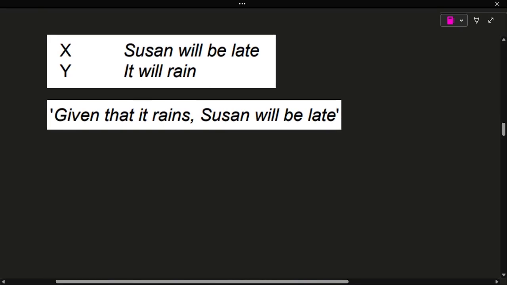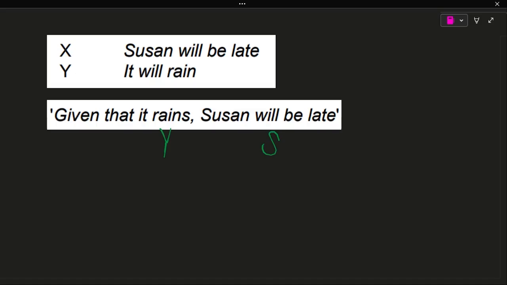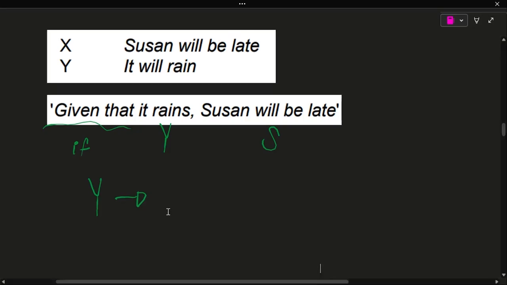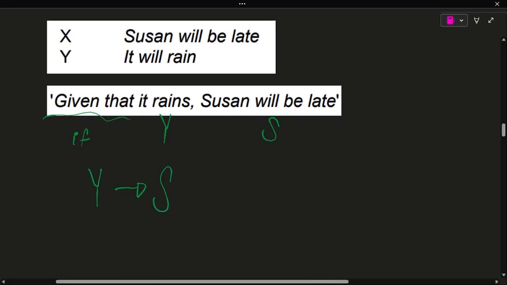Let's do some practice ones. Given that it rains, Susan will be late. We got rains as Y. Susan will be late as S. Given that it rains. Given that. If. So if Y, S. Because it's an if statement, the Y must be the antecedent, and the S is the consequence.